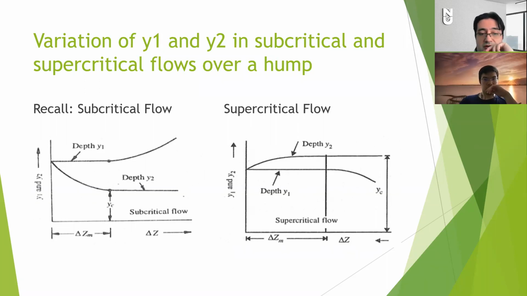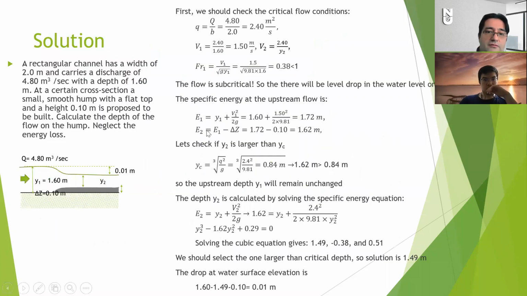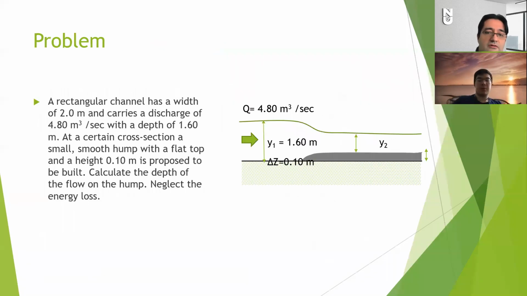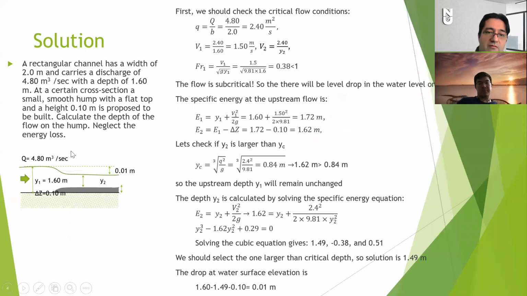Okay, so you may remember that in week 7, last Thursday, I solved one problem which was the case of a subcritical flow, and the upstream flow was not changing. Today I will continue to explain the topic, and I'm going to solve one more problem.